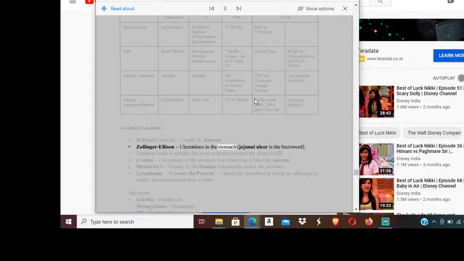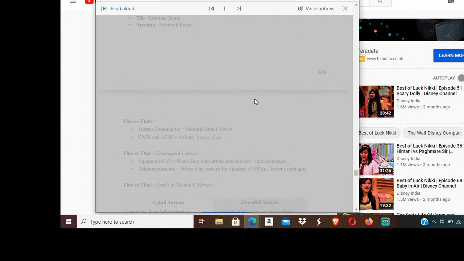Zollinger-Ellison: ulcerations in the stomach, jejunal ulcer is the buzzword. Duodenal bulb is actually the most common location for ulcers in ZE. Crohn's is uncommon in the stomach, but when it is, it likes the antrum. Menetrier's is usually in the fundus and classically spares the antrum. Lymphoma crosses the pylorus, classically described as doing so, although in reality adenocarcinoma does it more. Infections: Giardia, duodenum. Strongyloides, duodenum. TB, terminal ileum. Yersinia, terminal ileum.